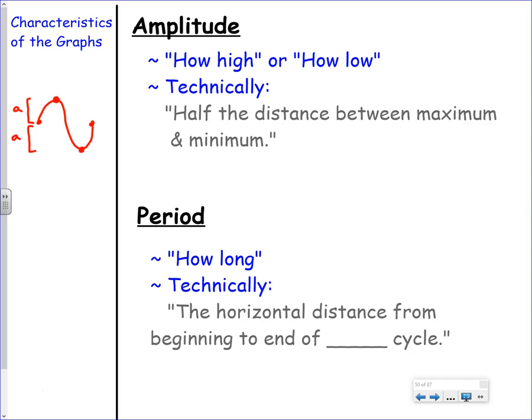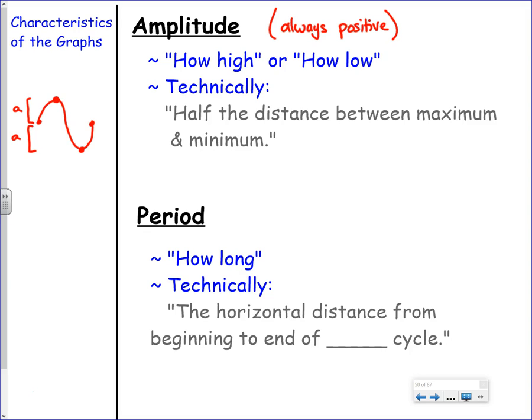Here's another thing about amplitude. Amplitude is always positive. If you get a negative in there, you're going to have a reflection. But amplitude itself is always positive, just a measurement. Oh, one little note.